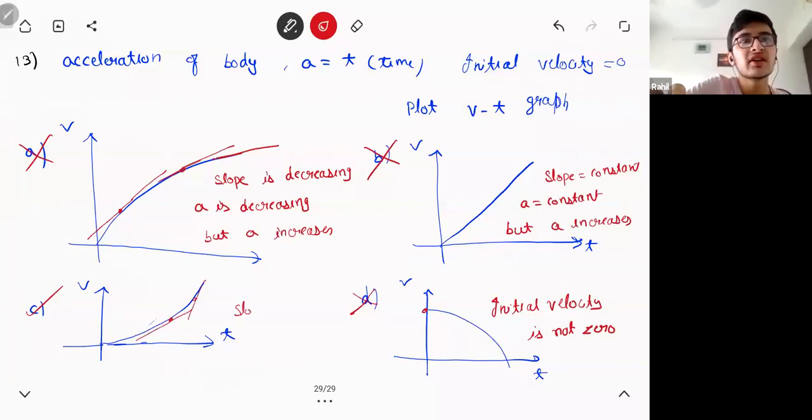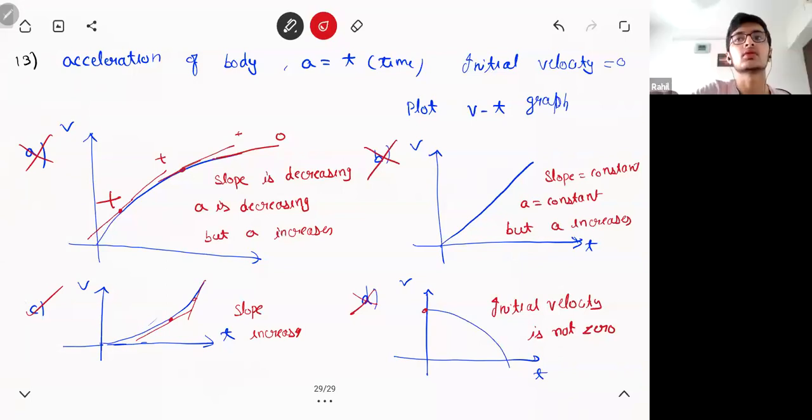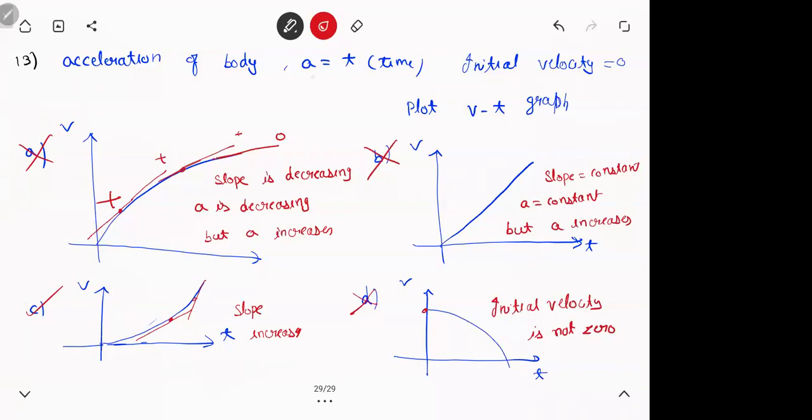So, can you explain why A is not the option? I did not get it. See, what is the slope doing? Slope is decreasing, right? It is going towards zero, right? The slope is decreasing. So what is slope? Acceleration, in a VT graph. So acceleration is decreasing, but is acceleration decreasing here? Acceleration is increasing with time, right? Right, Rahil?